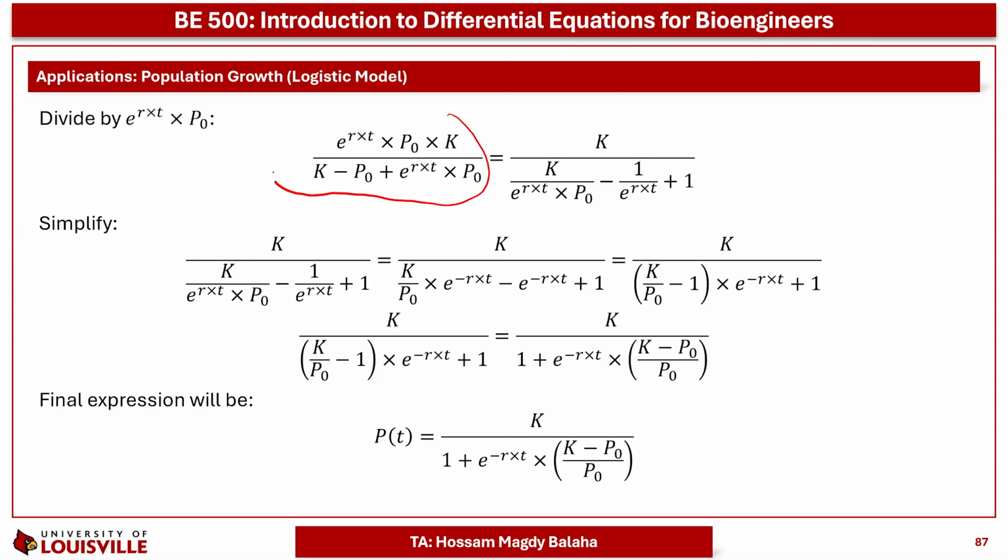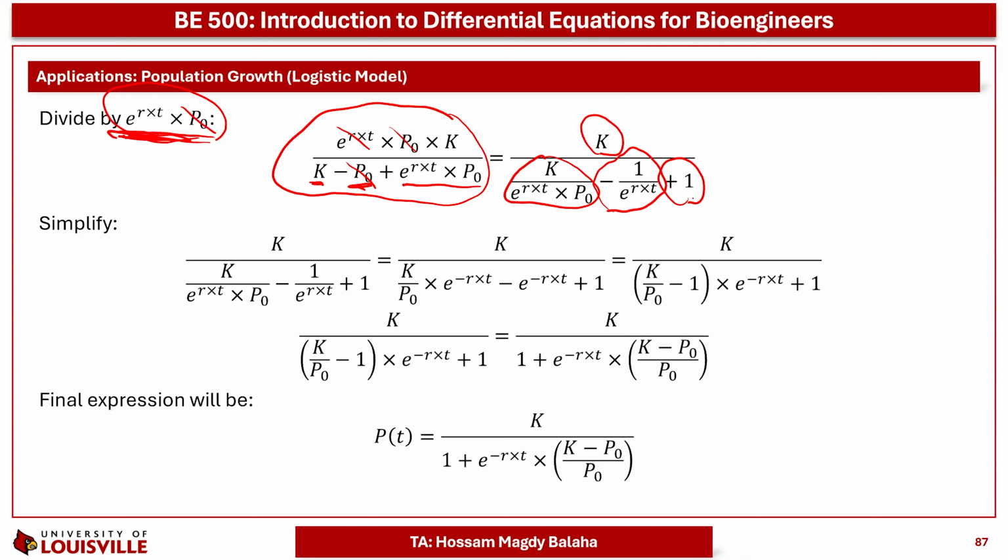Now we have this equation. To make it simpler, simply divide by the exponential multiplied by P naught, so this will be cancelled and K will remain. This will be divided by this factor, and this will be divided by this factor. This will cancel each other and the exponential of RT with a negative sign will remain, and this divided by that will give 1. Now we have this equation. Exponential of RT in the denominator can be moved to the numerator with a negative sign, like what we did here and here.